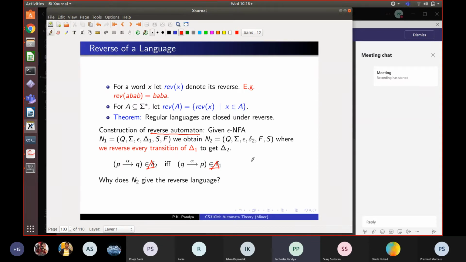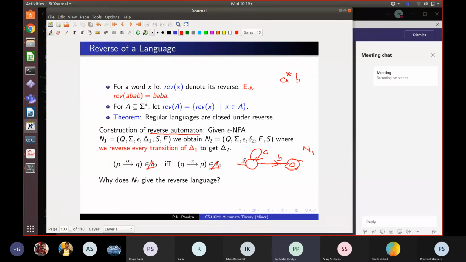Let me give an example. If I had an original automaton like this, on an A you go here and on a B you go to this final state. This is my original automaton N1. What does it recognize? This automaton recognizes words ending with B. A star B, exactly.